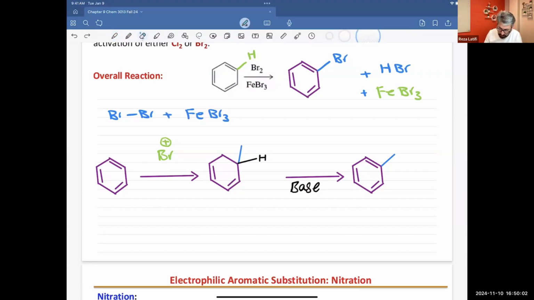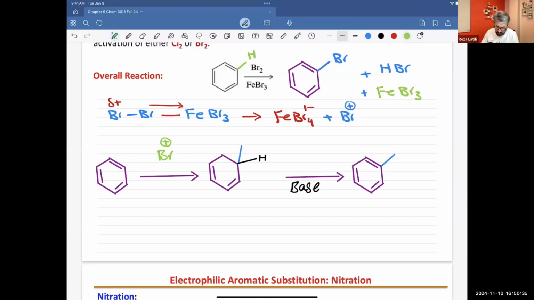Technically, one of the bromines will be added to the iron, and if that happens, very soon we're going to have a positive charge. This one will have a positive charge because this bromine was added to iron. So what do we get? We get FeBr4 with a -1 charge, plus Br+. So this species has a positive charge.